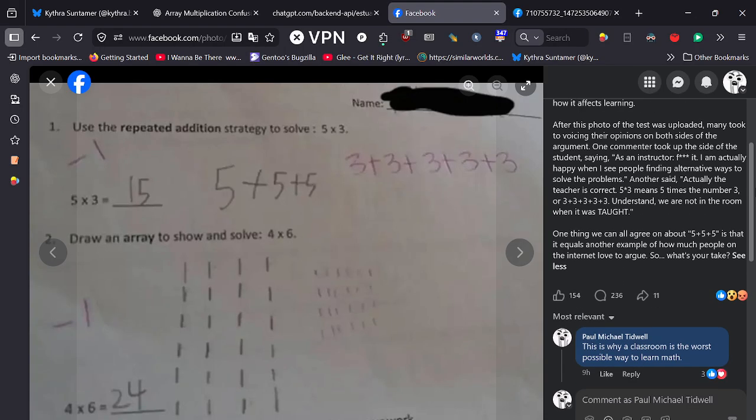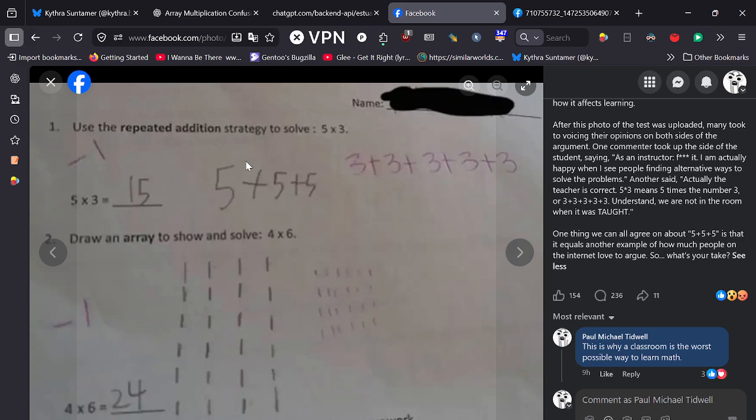Understand, we are not in the room when this was taught. Another thing that we can all agree upon is that 5 plus 5 plus 5 equals another number. So this is another example of how much people on the internet love to argue. So what's your take? And I read, this is why a classroom is the worst possible way to learn math.